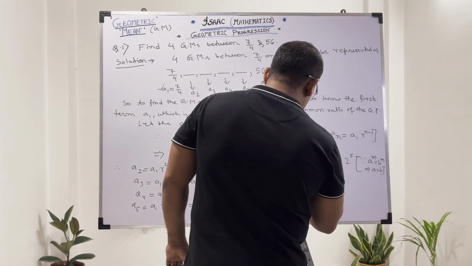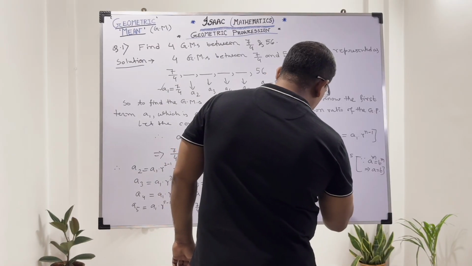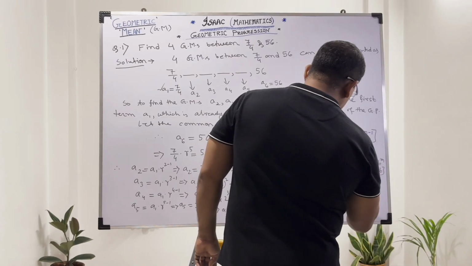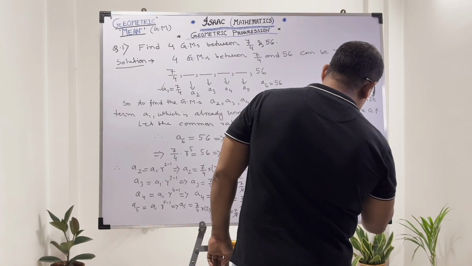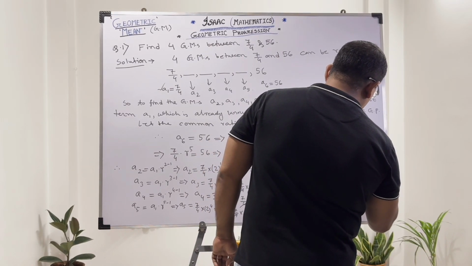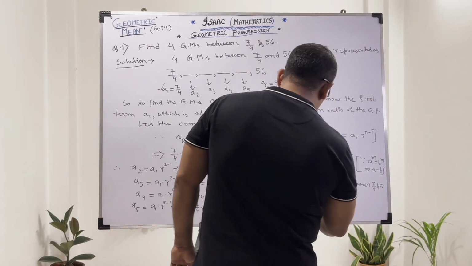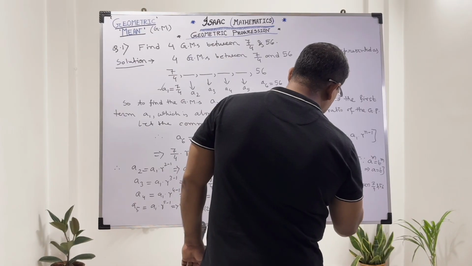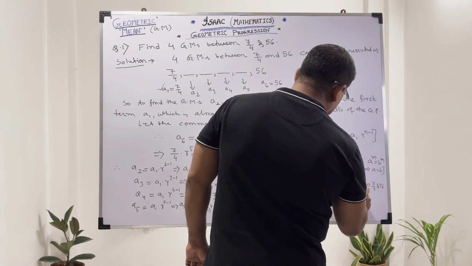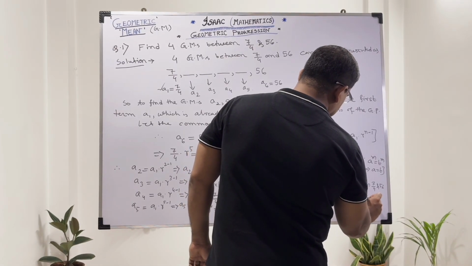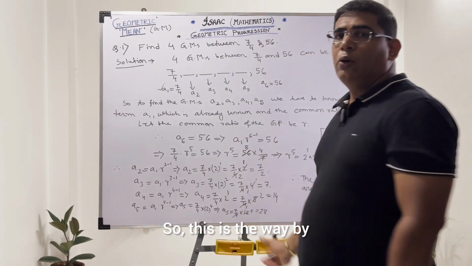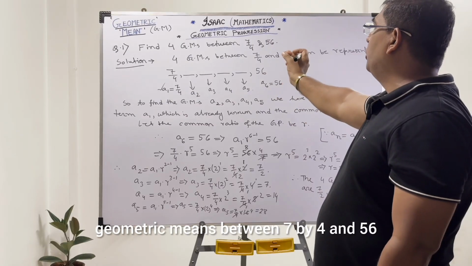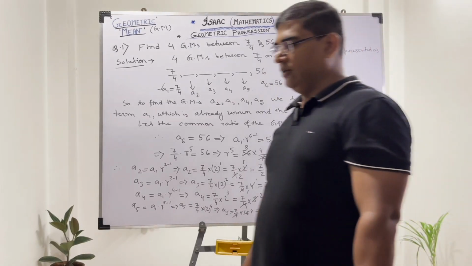So the four geometric means between 7 by 4 and 56 are 7 by 2, 7, 14 and 28. So this is the way by which we can find four geometric means between 7 by 4 and 56.